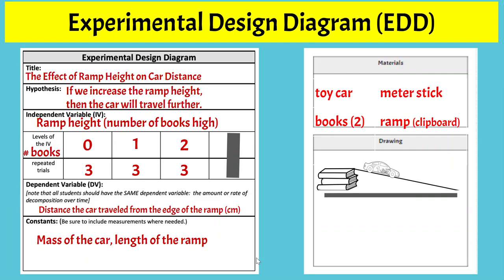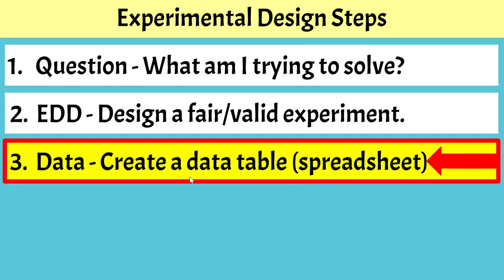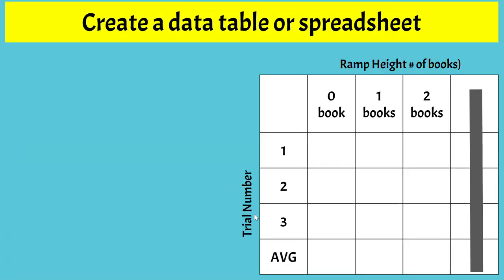Okay, so you already had set up your experimental design diagram in class before you started working with your toy car. Once we work with the toy car, we need to collect data. We need to collect data and then do something with it. So a lot of times you're going to have a data table, which could be a spreadsheet. It could be an online spreadsheet, or it could be a paper spreadsheet. So we had a data table that had the number of books we used for our ramp, and for each trial, we had a different cell in our table.